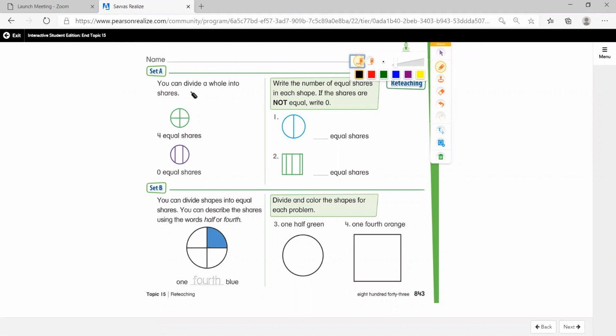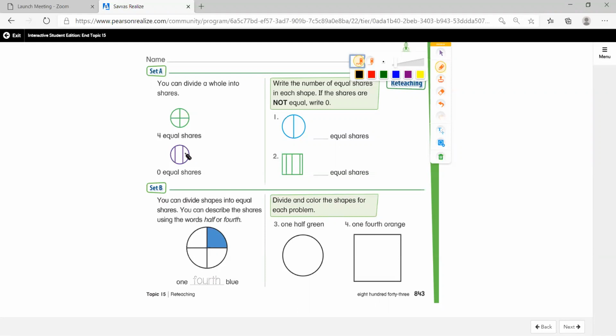If you take a look at set A, it's reminding us that we can divide a whole into shares. If you look at the top green circle, it has been cut into 4 equal shares. Remember, equal means they are the same size, and shares is another word for parts or pieces. If you look at the bottom circle, it has 0 equal shares. We can count 1, 2, 3 shares. However, they are not the same size, so they are not equal.